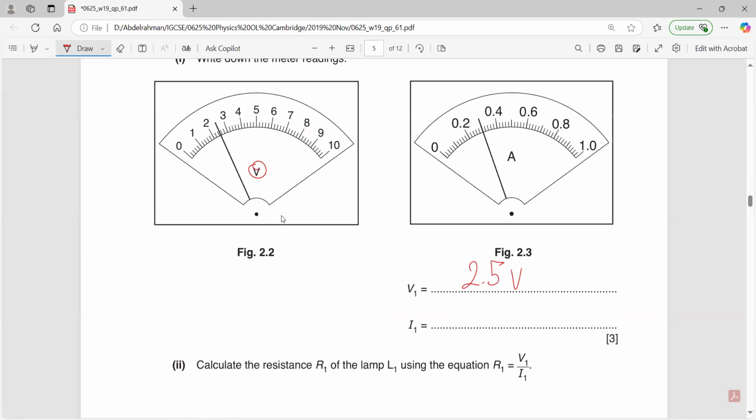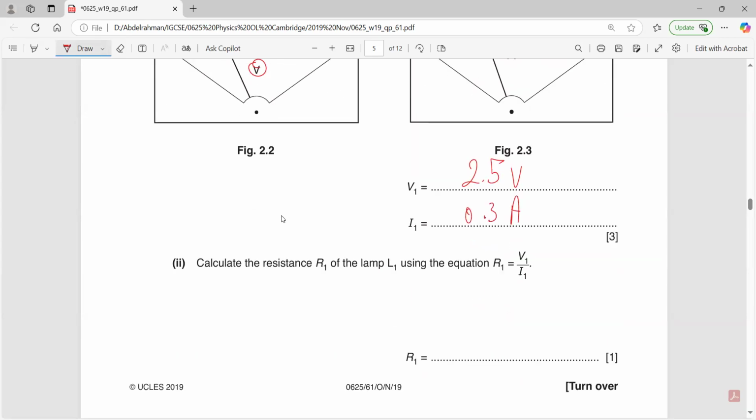What is the reading of the ammeter? This is exactly between 0.2 and 0.4, which is 0.3 amperes. 0.3 amps.